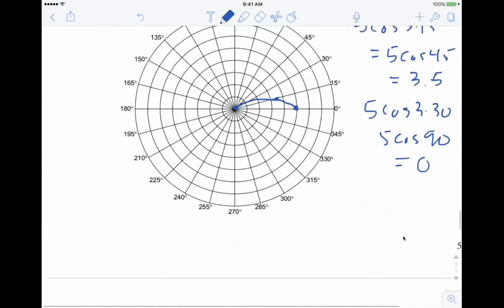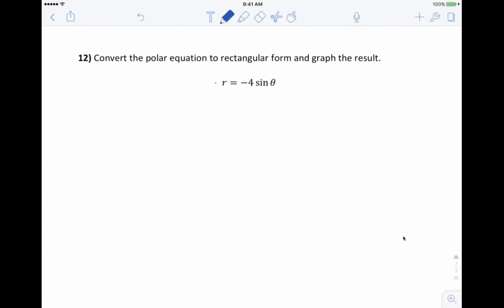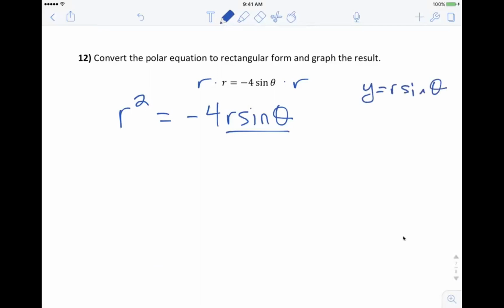The first thing I'm going to do on this problem, which you might wonder why, and I'll tell you why in a second, is multiply both sides by r. This gives me r squared equals, and I'm going to put the r between the 4 and the sine theta because it's all multiplication, so that's okay to do. The reason is I now have r sine theta, which I know from that formula above is equal to y. Also from that formula above, r is equal to the square root of x squared plus y squared. If I square both sides, r squared is equal to x squared plus y squared. It's just the Pythagorean theorem.